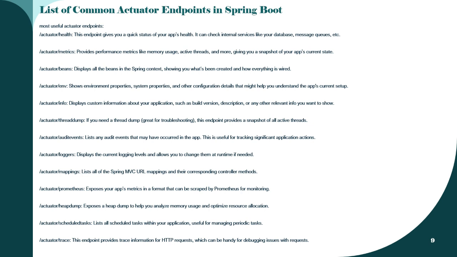So one is health, which gives you the quick status about your health. Metrics, which will give you the memory usage, threads. Beans, if you have configured any beans in the application, they will be displayed. Environment related, what kind of environment, system properties, etc. Info, basically about your information, the build version, description, etc. Thread dump, audit events, logger, mapping, heap dumps, some traces, right? These are all the information which will be available and you can use it.